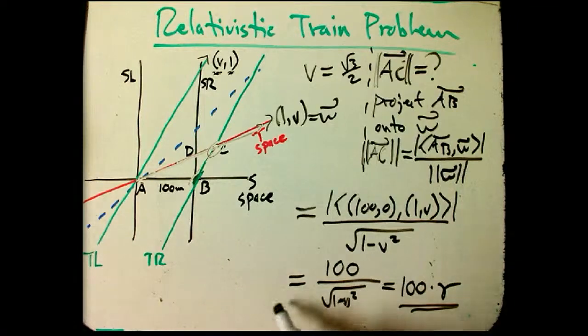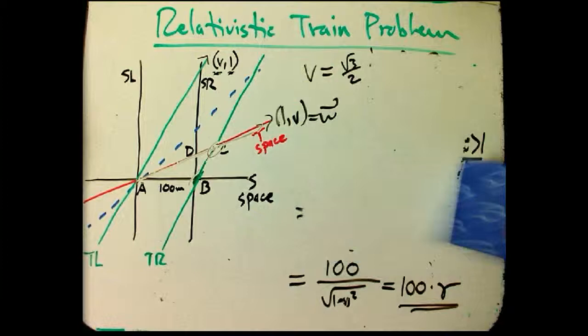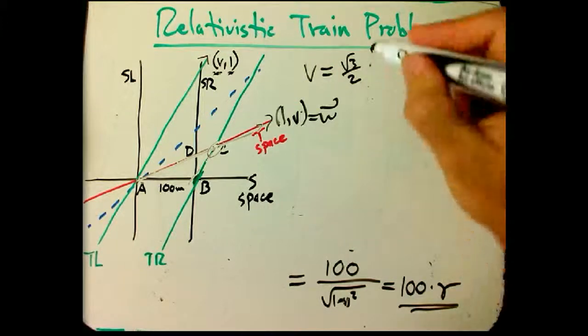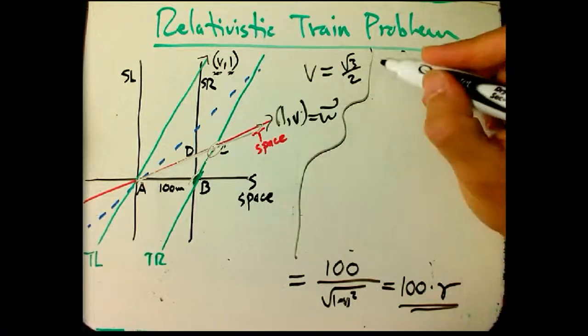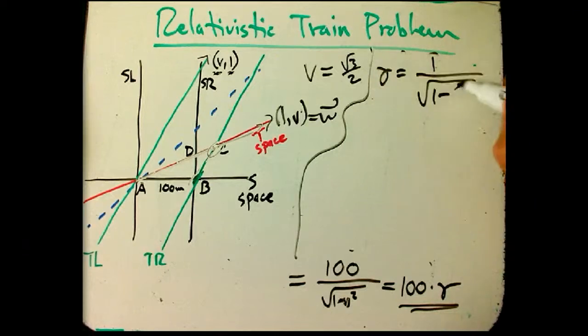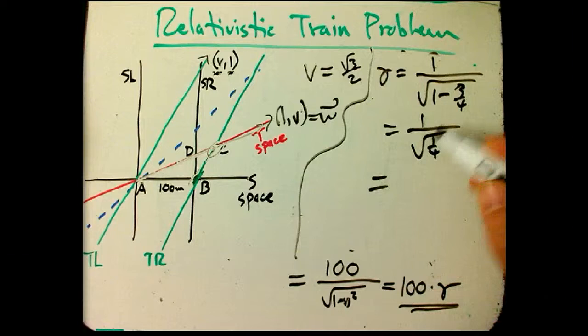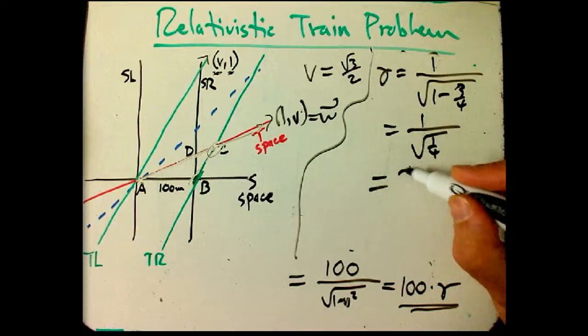Now what is this numerically? Given that v is root 3 over 2, gamma is 1 over the square root of 1 minus the square of this, which is 3/4, so 1 minus 3/4 is 1/4, the square root is 1/2, and 1 over that is 2.